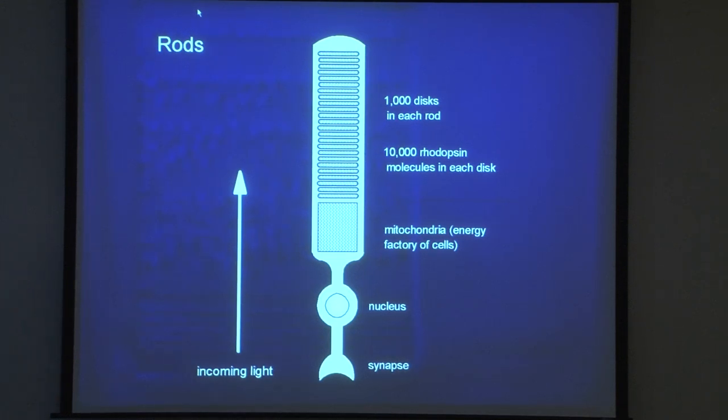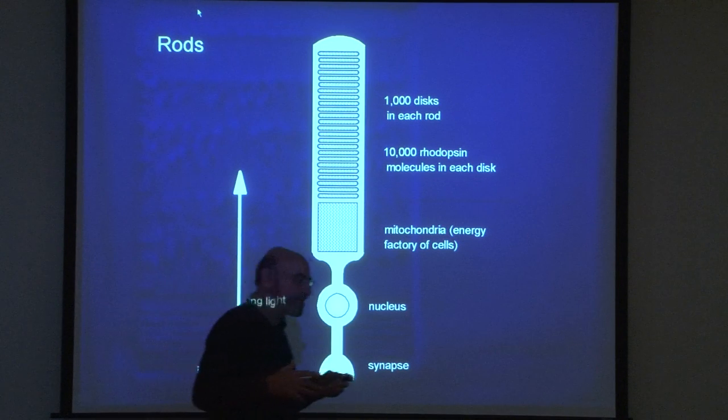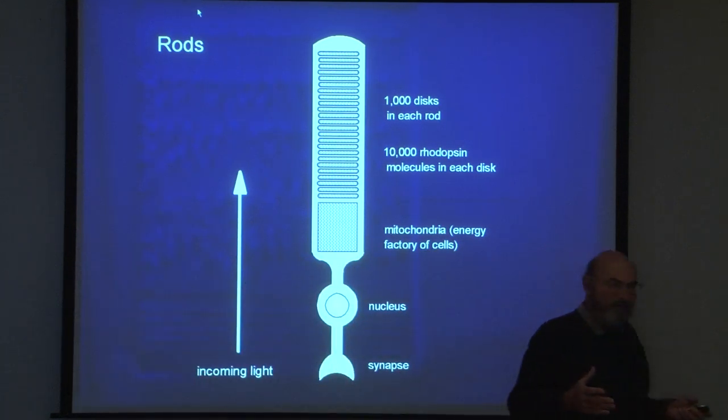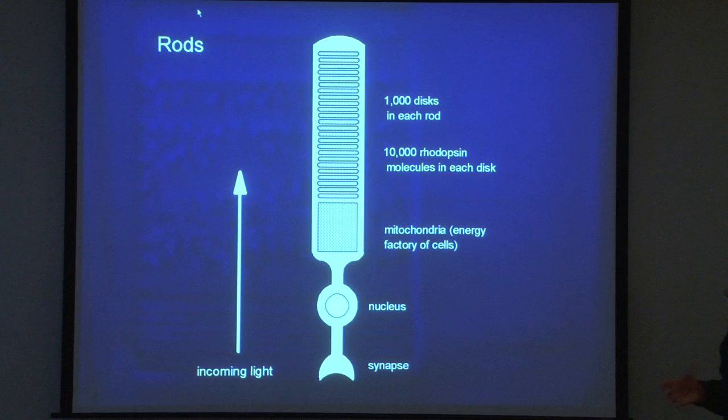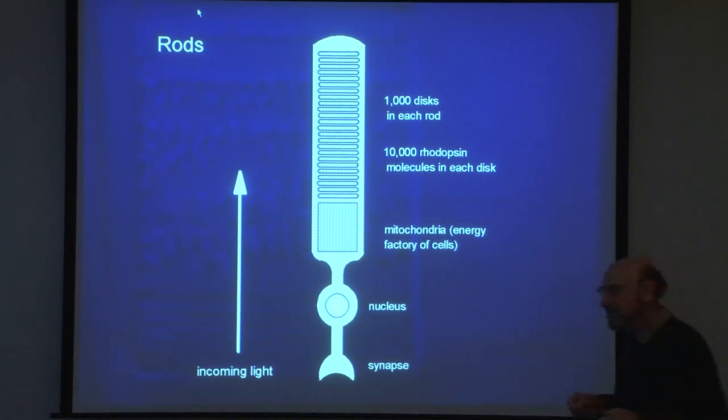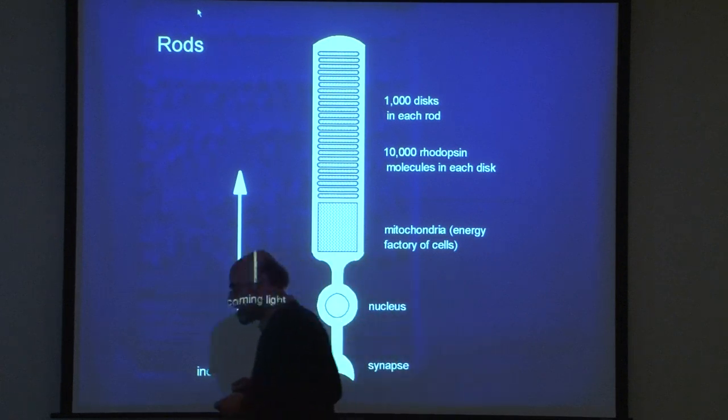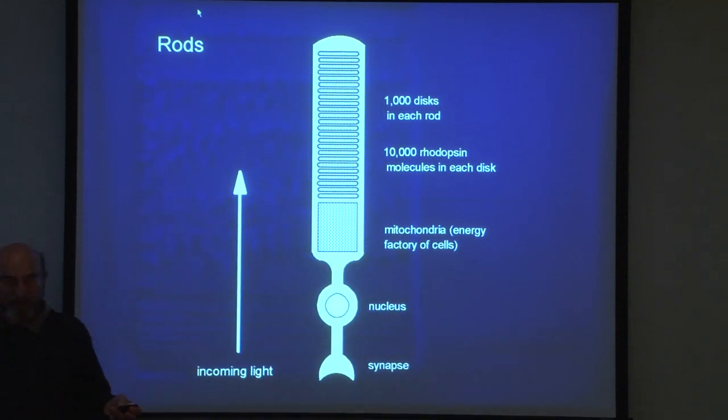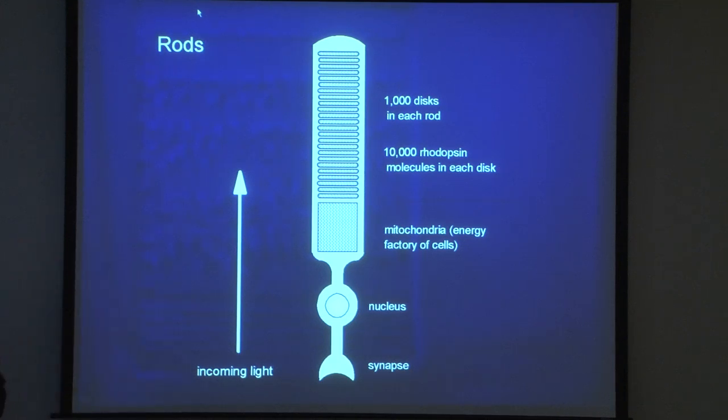Yet another complexity is that you have this huge number of rods, okay? But if you think about it, would each of the disks in these rods persist for a lifetime? You know, say the average lifetime is 80 or 90 years. Would these same guys exist in the eye all the time? Well, the answer is no.